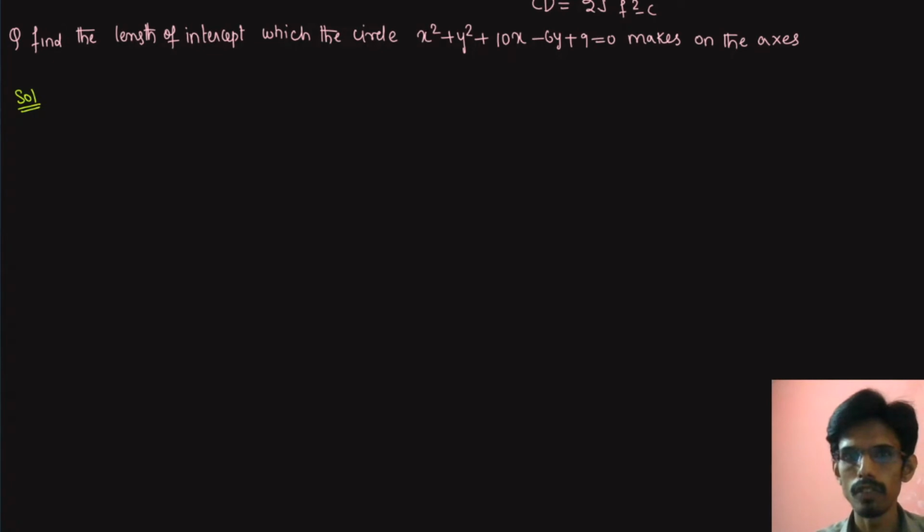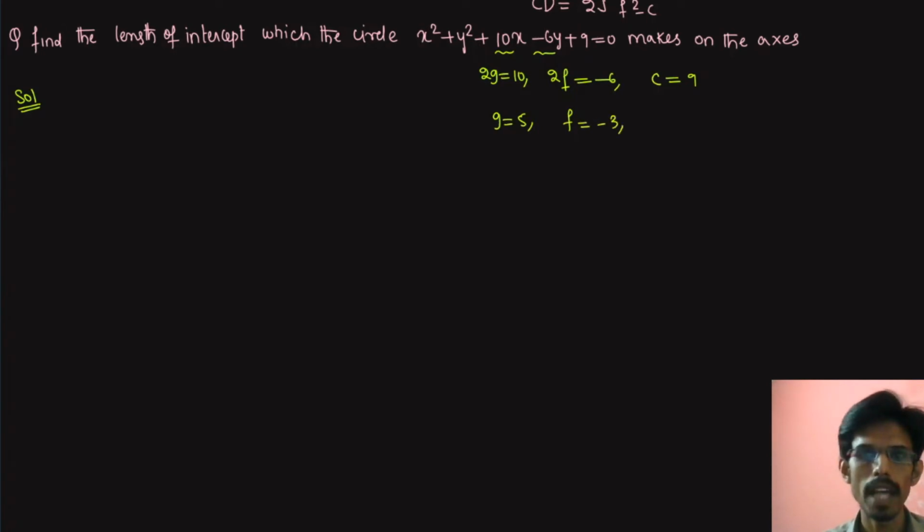Now compare this equation with the standard form. Here the 2g value is 10, 2f value is minus 6, c value is 9. So g will be 5, f will be minus 3, c will be as it is.